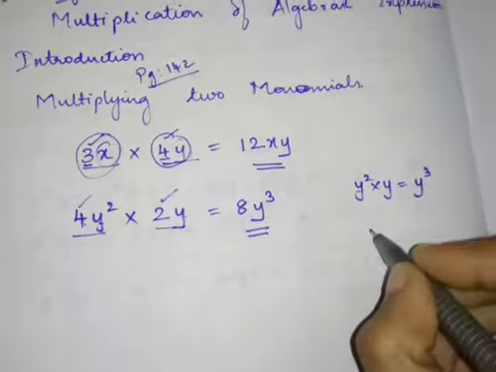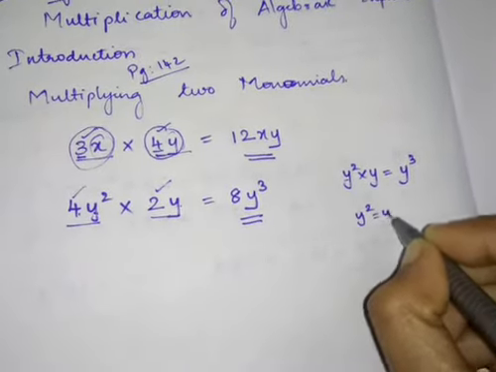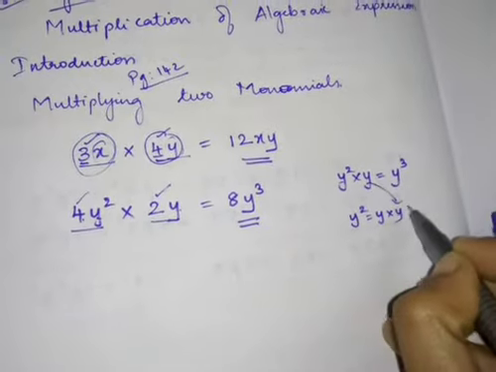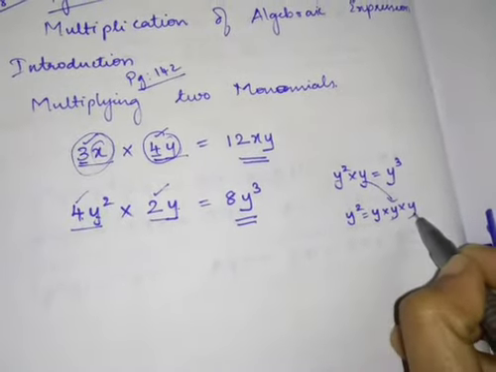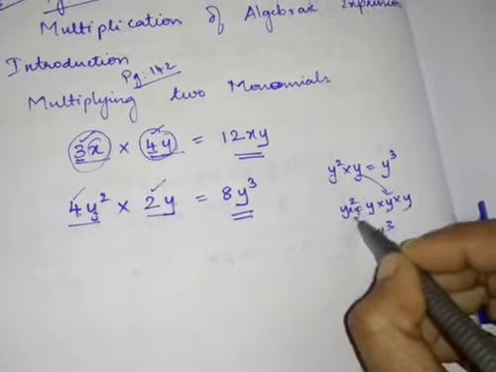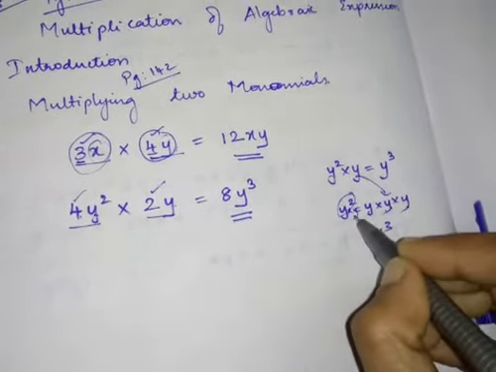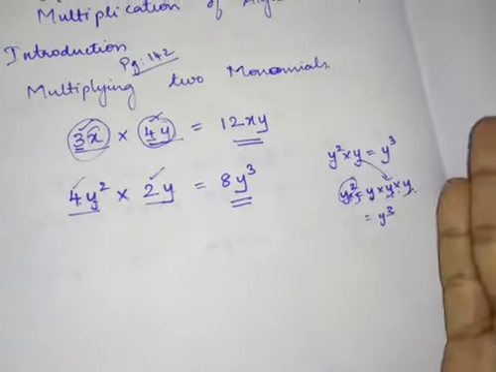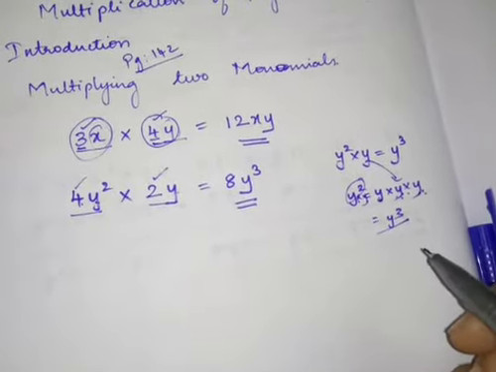You already know y square means what? y into y. Correct? Then again into y means, how many times is this y multiplied? 3 times. y cube is the answer. Okay, y square is y into y. Into y means into y. So how many times is this y multiplied? 3 times. y cube is the answer.